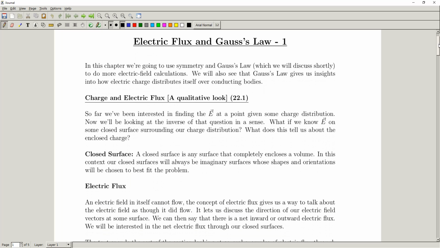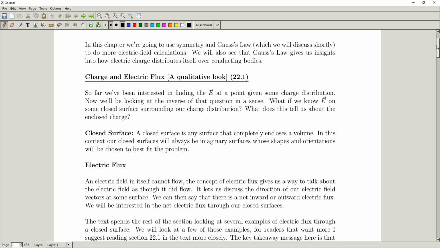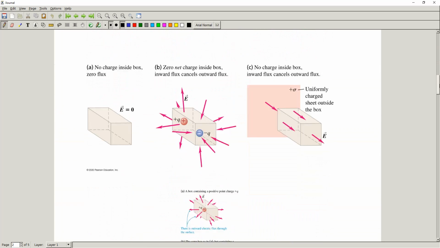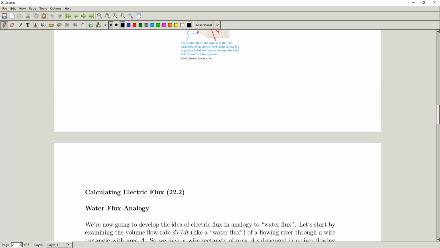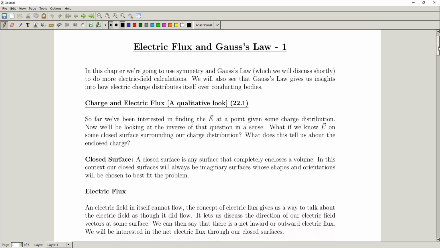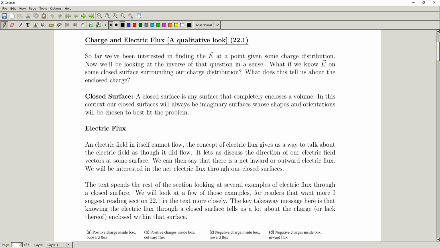The textbook breaks up electric flux into two sections in chapter 22. Section 22.1 does a qualitative look at electric flux. So we're going to talk about that, and then in section 22.2 it moves on to do calculations with electric flux. Okay. So I'm going to do it exactly that way, so I stick to the textbook, so you have a few sources of ways you can get this information. Okay, and so let's get started.